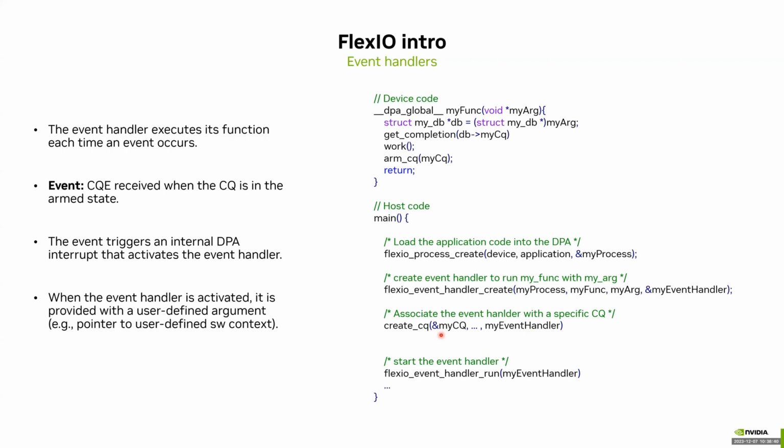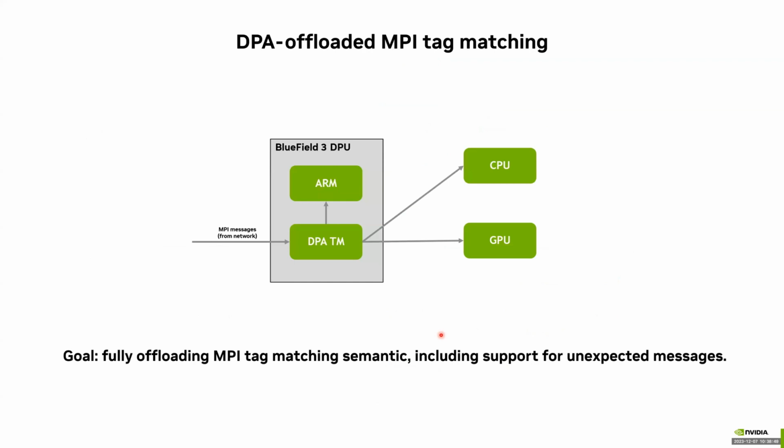Okay, so this finishes the brief intro to DPA. So now let's see how we want to use this for tag matching. Let's go back to the main topic. The high level picture we want to achieve is something like this. We get MPI messages from the network. Those are served by the DPA. In particular, just look at the headers. We don't care about the data, where the tag matching and the handling of unexpected messages is run. And at that point, the data can be steered to ARM memory or CPU memory or GPU memory, right?